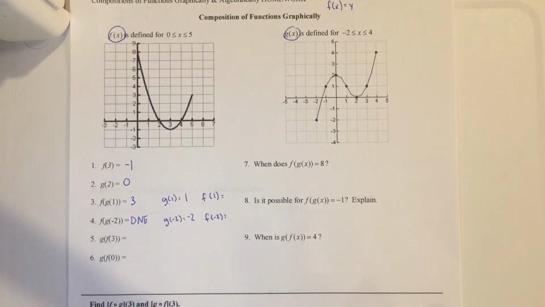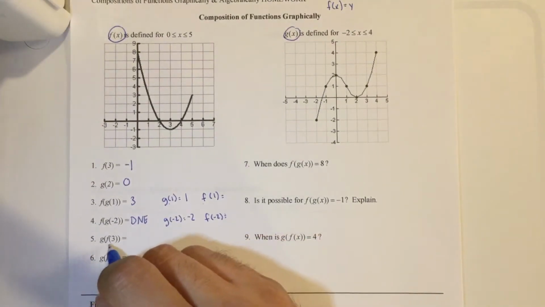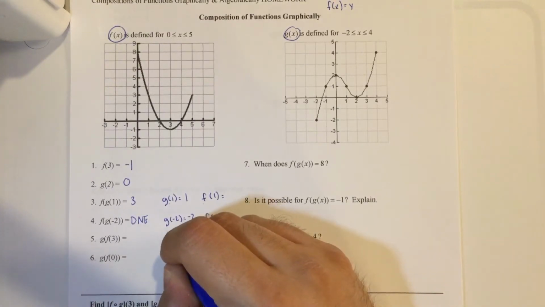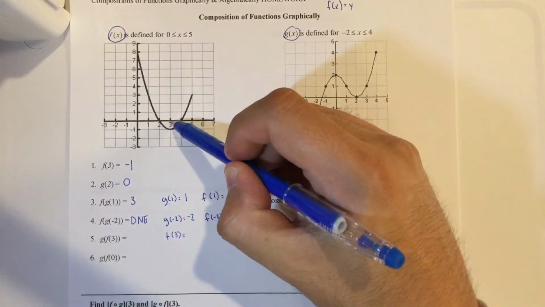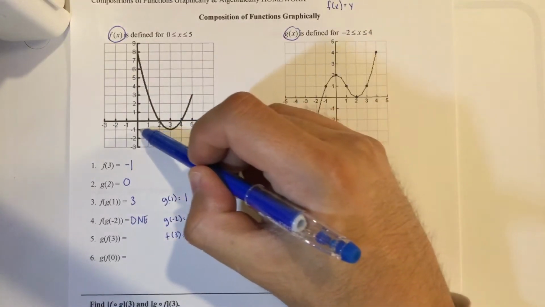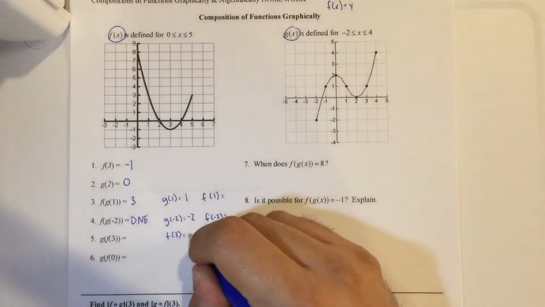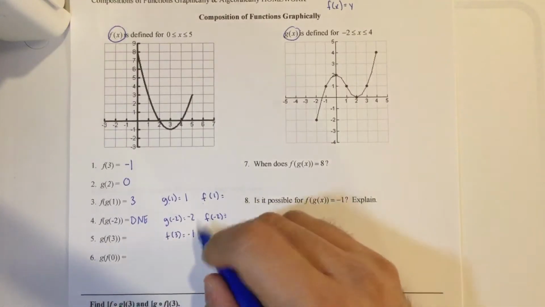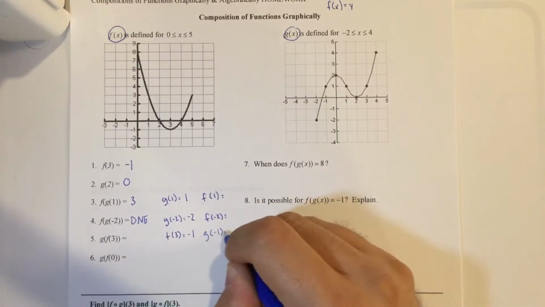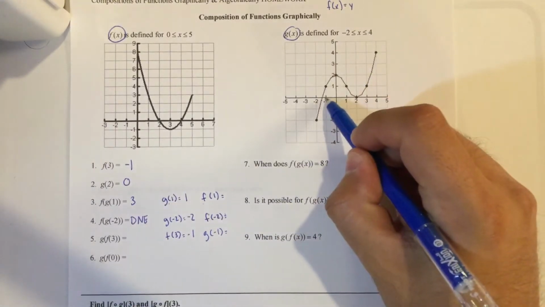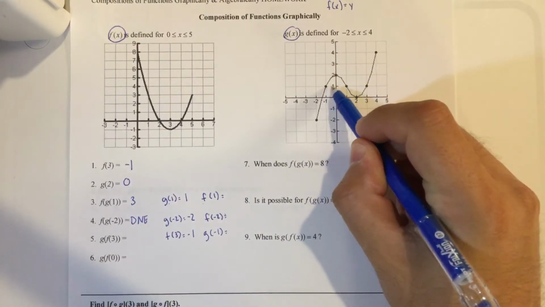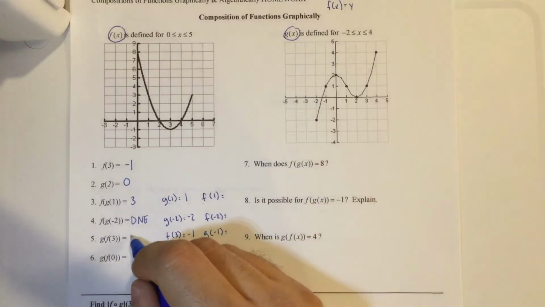Continuing on, g of f of 3. So we start from the inside, f of 3. This graph here, so f of 3 is -1 for the y value. We can see it hits right there. So now we're going to do g of -1. So g of -1, we go to -1 on x. We go up, we hit the graph there. The y value is 1.